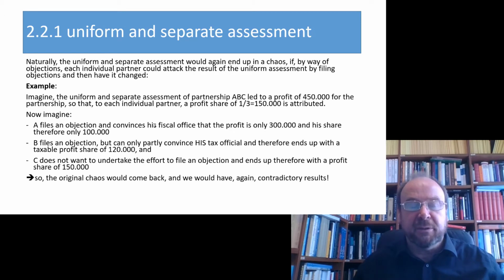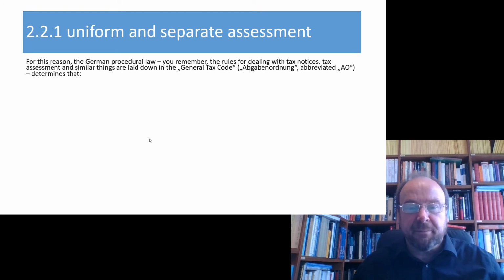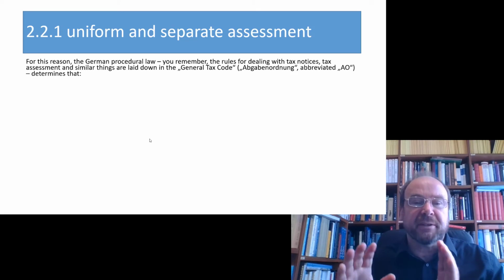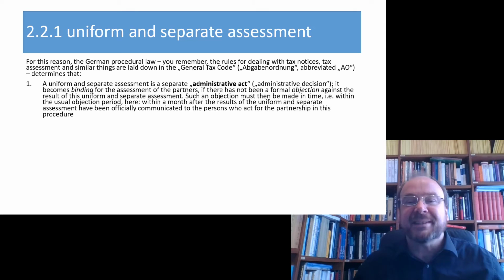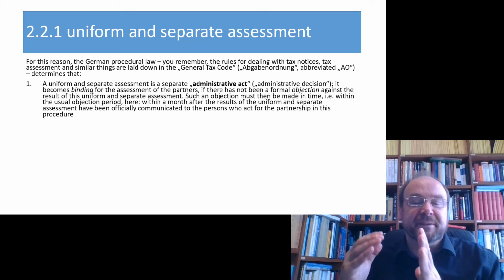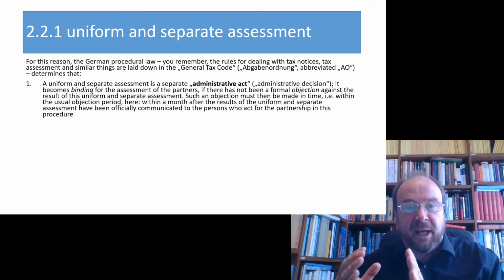So what can we do? Everybody should have a way to object, but naturally that should only be against the uniform and separate assessment. So the whole procedure is separated from the rest. The general tax code in Germany, the Abgabenordnung, simply says the procedure for the uniform and separate assessment is a separate administrative decision or administrative act.